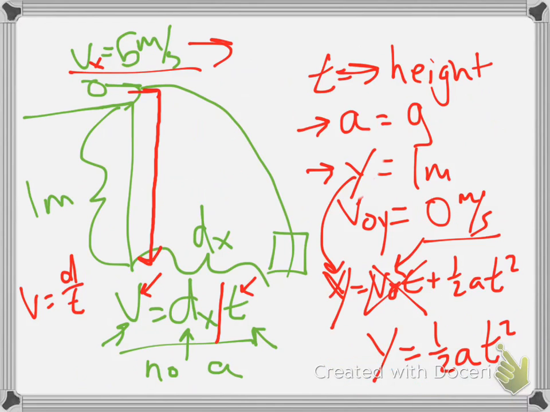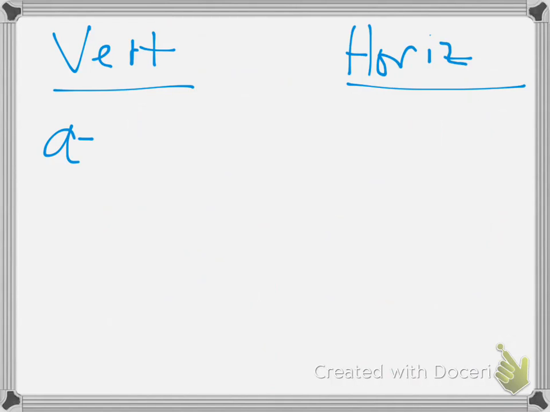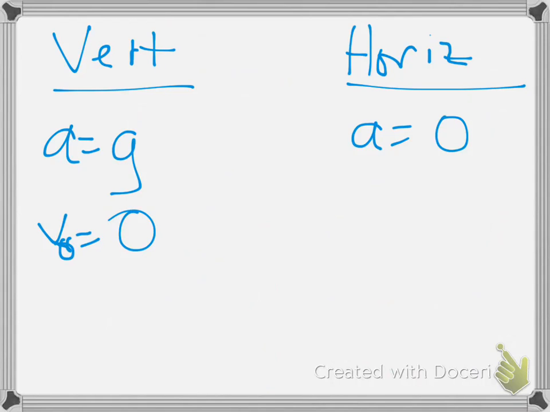Notice how we had to break this apart. We had our horizontal section, which was everything in green, and our vertical section, which is everything in red. Vertical, we know that acceleration is negative 9.8. Horizontal, there is no acceleration. In the vertical, we had an initial velocity of 0. In the horizontal, our initial velocity is constant, whatever value it gave us. In this case, it was 5.